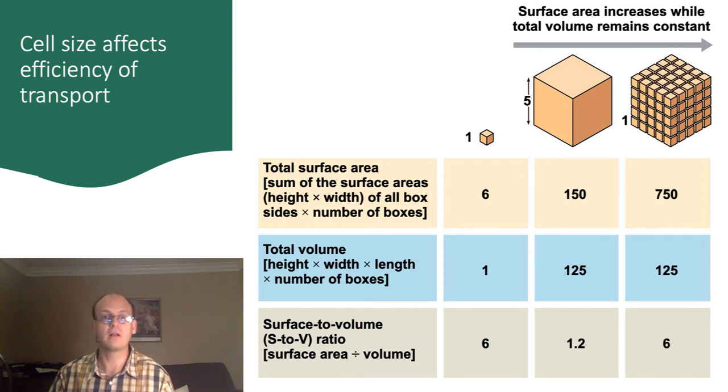In this small cubic cell with a length, width, and height of 1 unit has a total surface area of 6 units. This is the area of one side multiplied by 6 sides. A much larger cell, which is 5 units in length, has a much larger surface area and indeed a much larger volume. This larger volume requires that a large cell move much more material through the cell membrane.